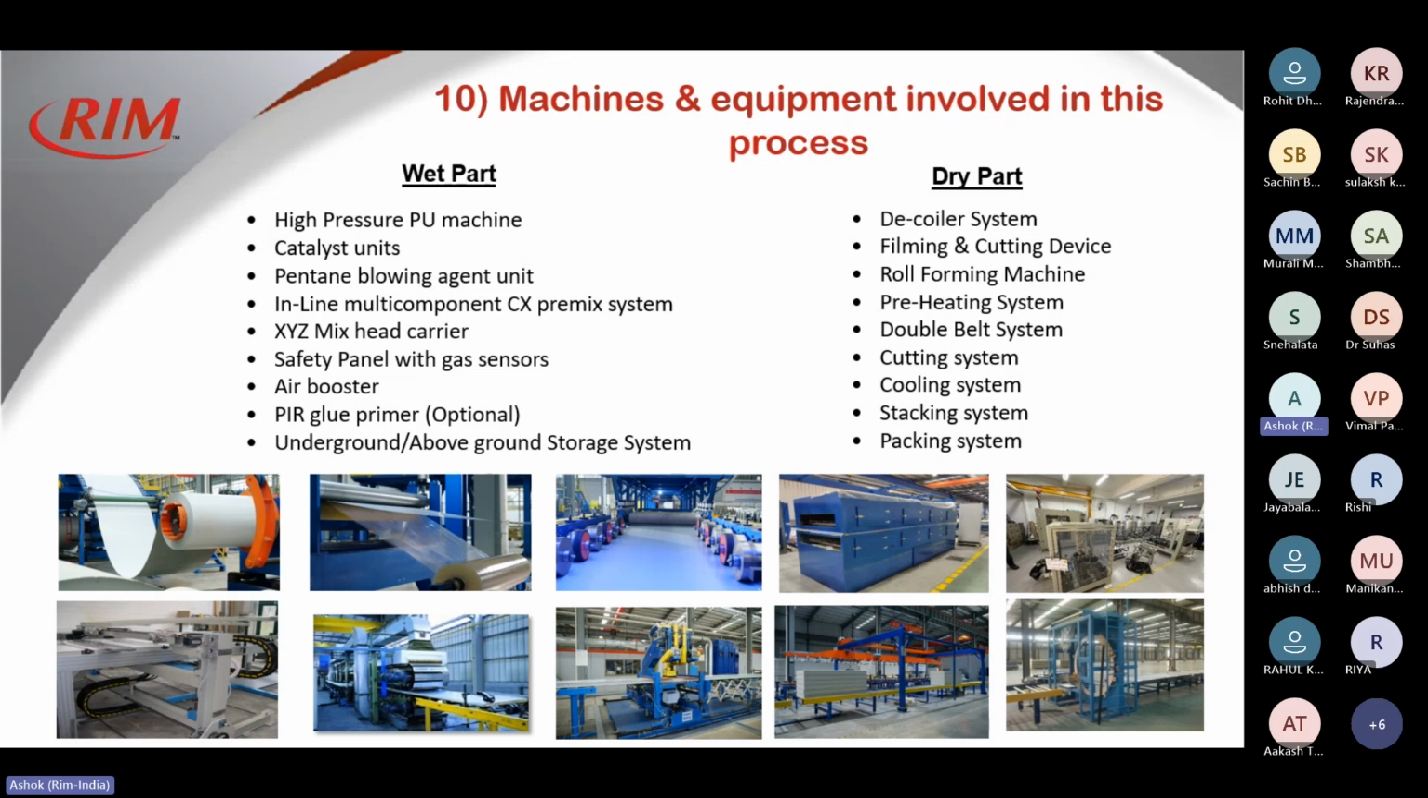In terms of the dry part, starting from the decoiler, then the filming and cutting device, the side trimming usually, roll forming machine, preheating system, double belt system, then the cutting system, cooling, stacking, and packing. So these are the main equipment for the wet part and dry part.